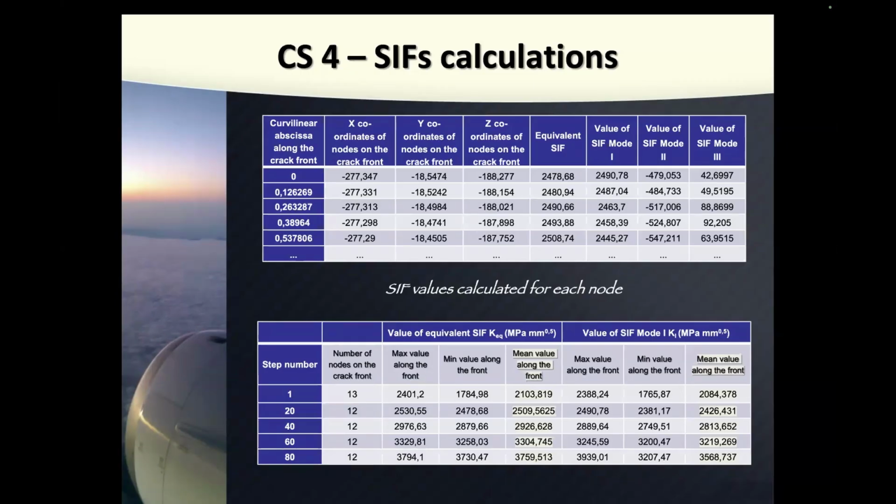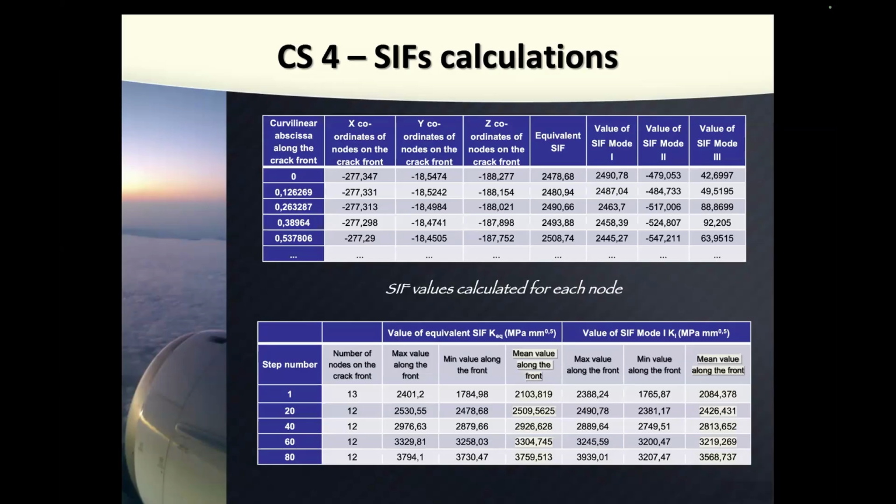And then it starts to grow in 2 directions. But later, as you can see, after 20 steps or 40, 60, the difference is very small between the nodes. Why? Because it's growing on a structure with a constant thickness, okay?